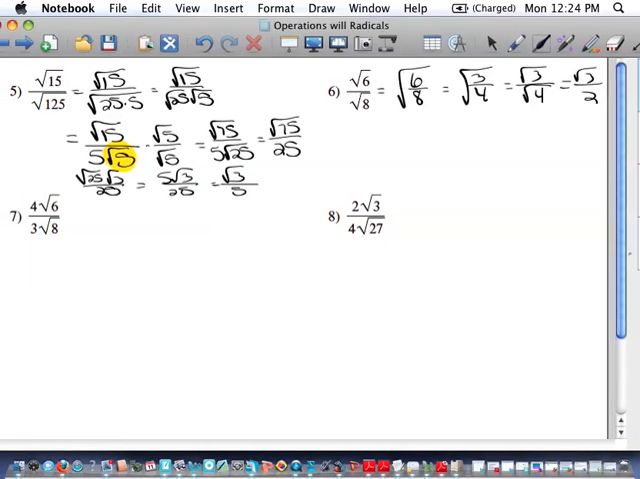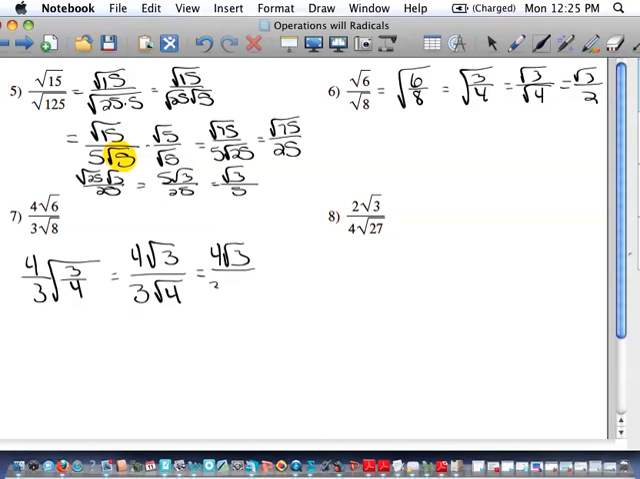Number 7, now I have a constant or a coefficient in front. I can still apply the rule and reduce this to 3/4. Then I will have 4 times the square root of 3 over 3 times the square root of 4. The numerator stays 4 root 3. The denominator becomes 3 times 2, or 6. So this is 4 root 3 over 6.